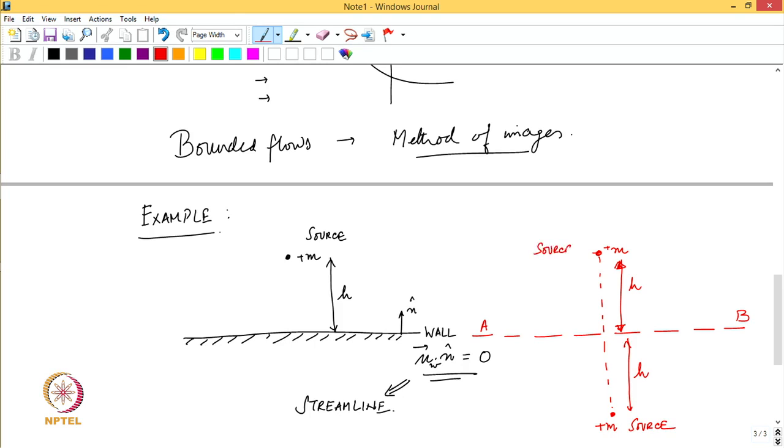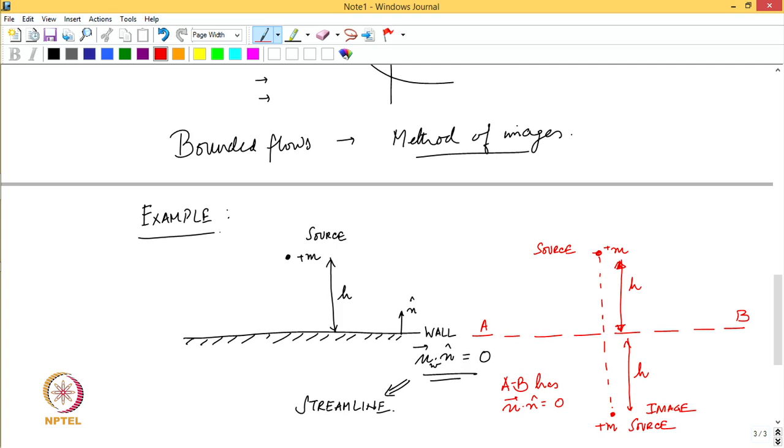So let us consider this as an example. Now having two sources and one being an image. So let me say this is an image source and that one is an origin source. So having these two sources at equal distance ensures that the entire wall, or the surface AB, has u dot n cap to be 0. This you can work out just by superposition of these two sources.